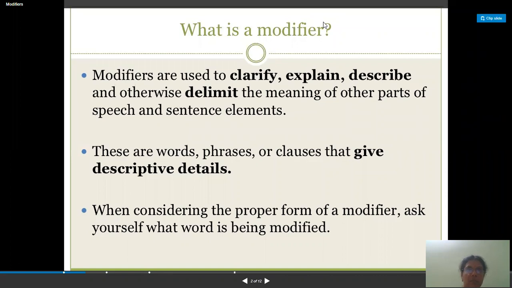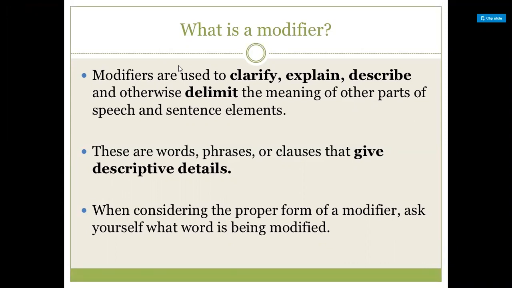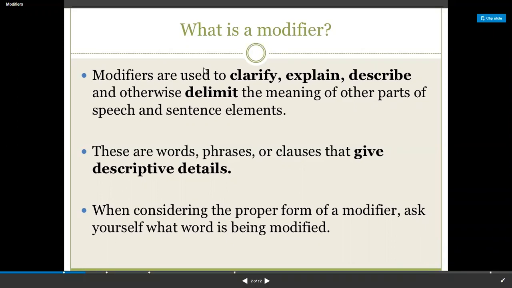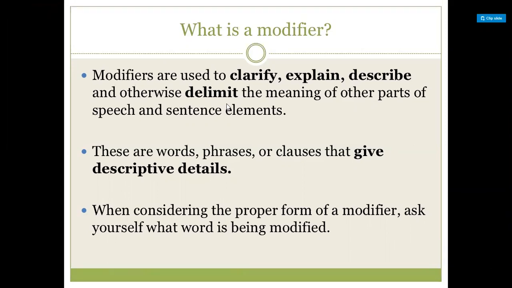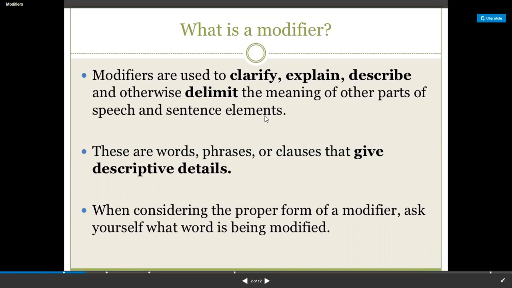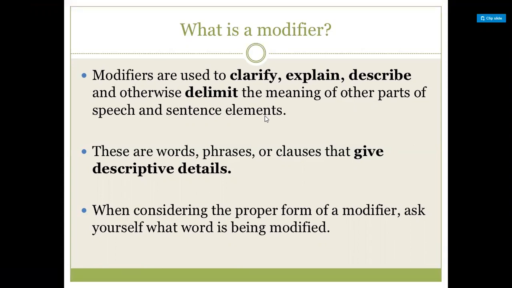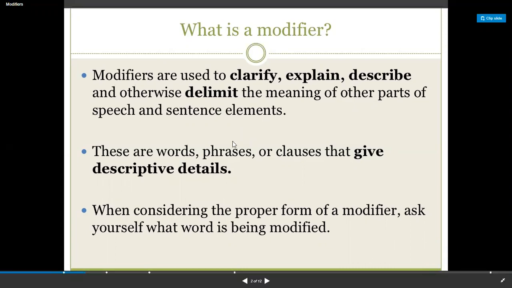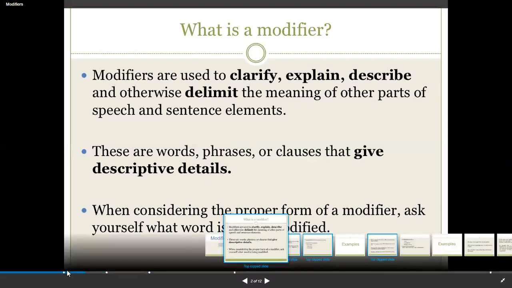It can be seen very clearly that the word modifier itself is indicative of any kind of change that is possible. So this is exactly what a modifier tries to define: the word which is used as a modifier has the capacity to clarify, explain, or even describe. In fact, delimit is the final version that can be given about a modifier. So modifiers can be words, phrases, or clauses that give descriptive details.